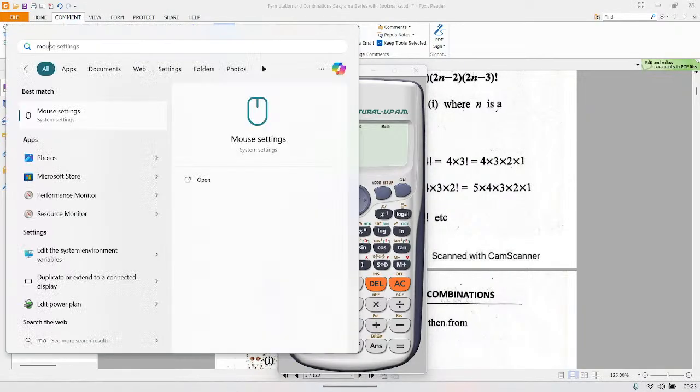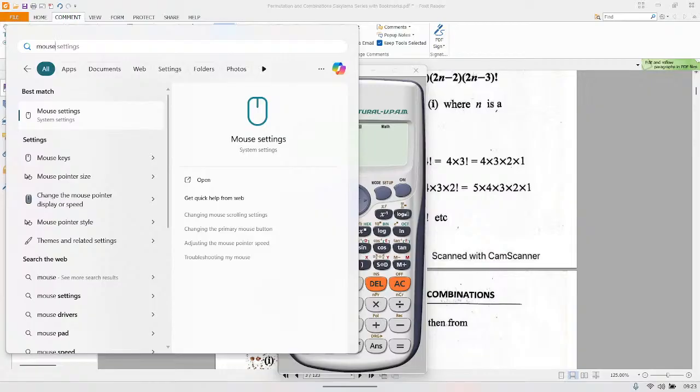Okay, I have to do my mouse this thing. Mouse point.